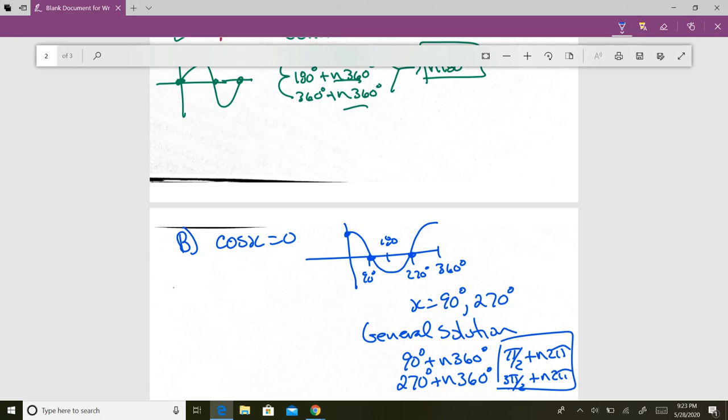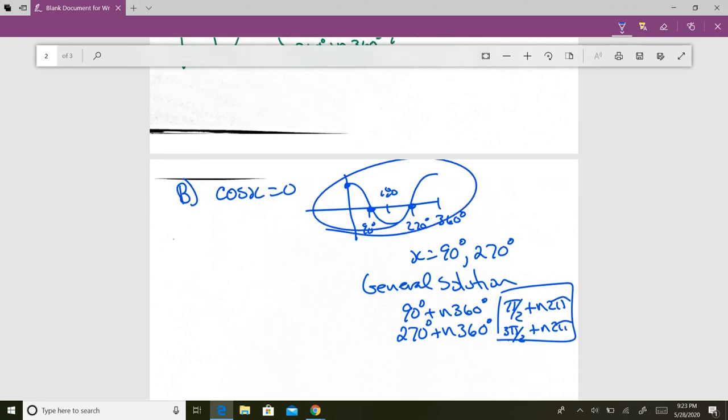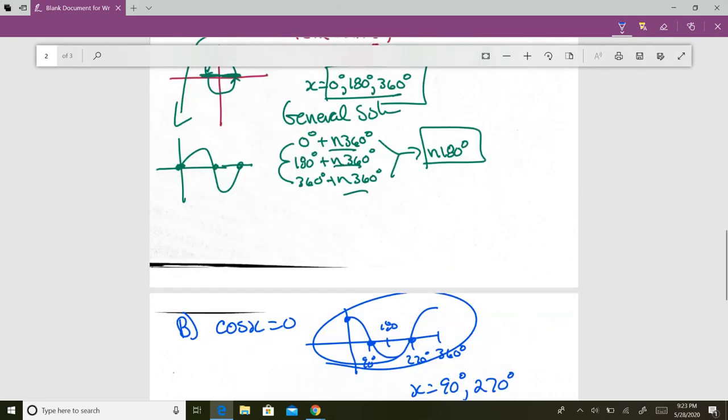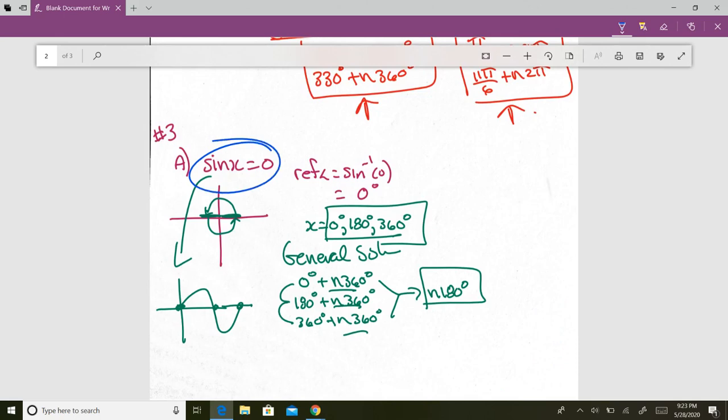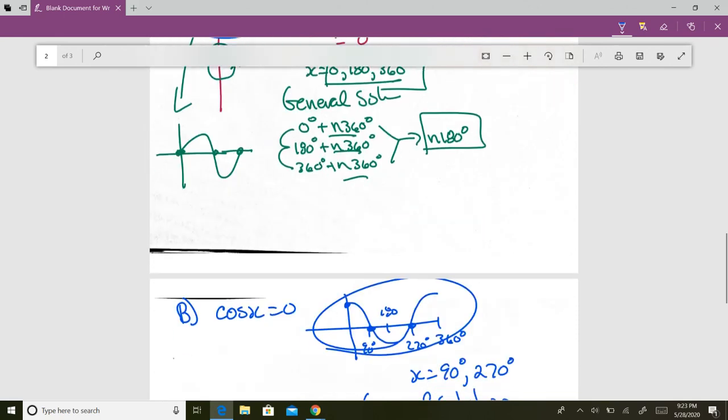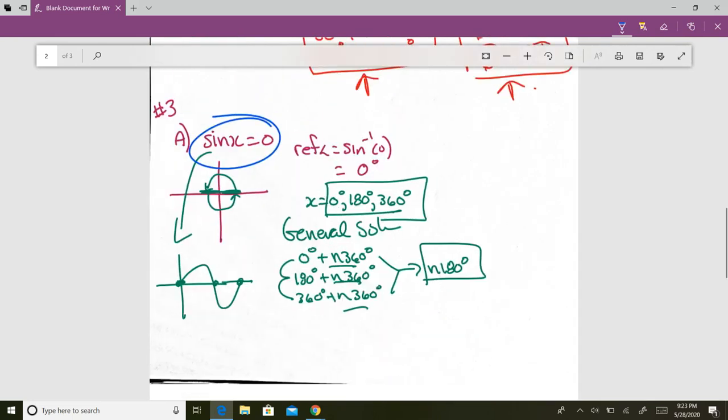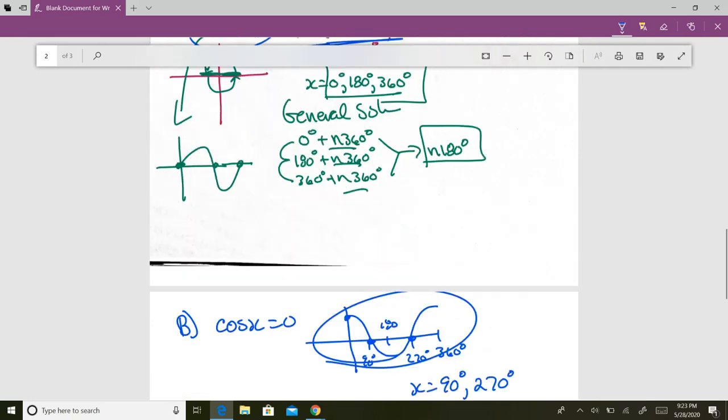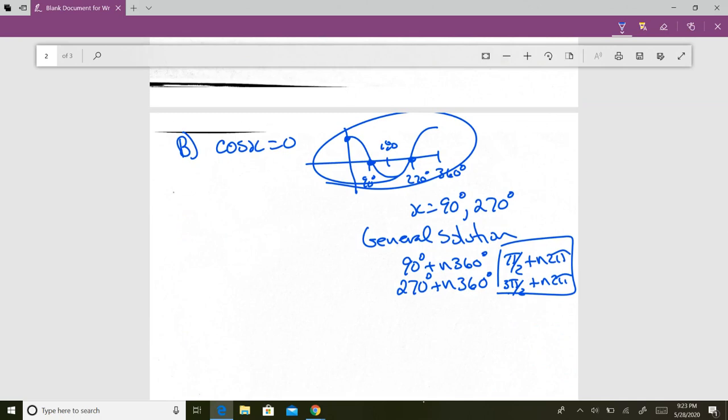All right. Only use these graphing methods if it's sine and cosine equals 0 or 1. If it's any other number, then just use the regular reference angle stuff. Okay. Questions I would like you to do in this lesson are 7a, 8a, 9a, and 11.